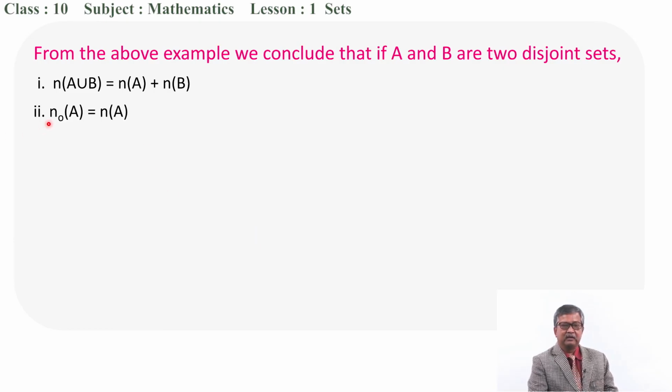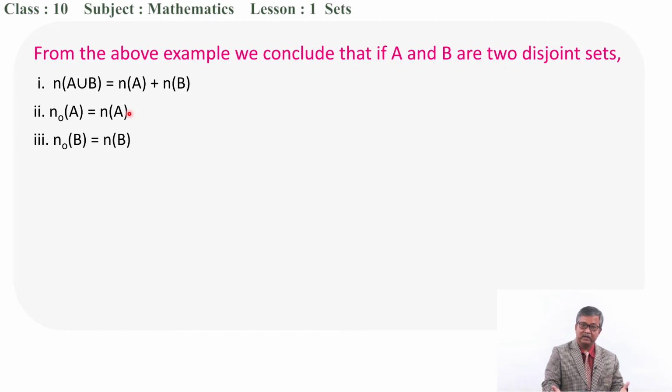Similarly, next, n(A only) and n(A). Just like in the case of B, where B only and B are the same, similarly here A and B are disjoint. That's why n(A only) means the cardinality of set A only, and n(A) means the cardinality of set A. So both are the same. Similarly, the cardinality of set B and the cardinality of set B only are also the same here, because A and B are disjoint. That's why n(B only) means the cardinality of set B only, and n(B) means the cardinality of set B.